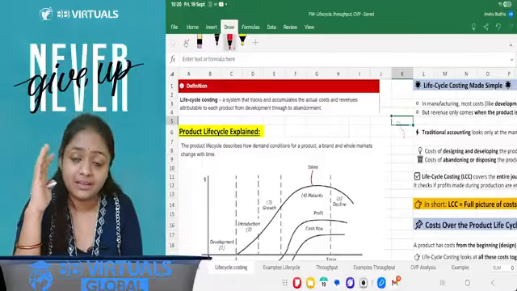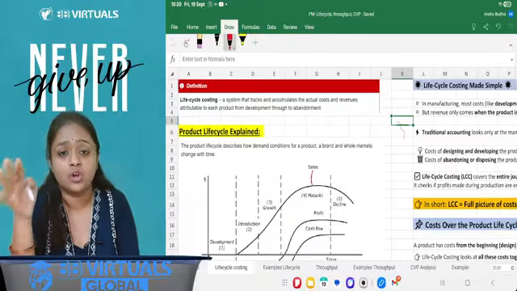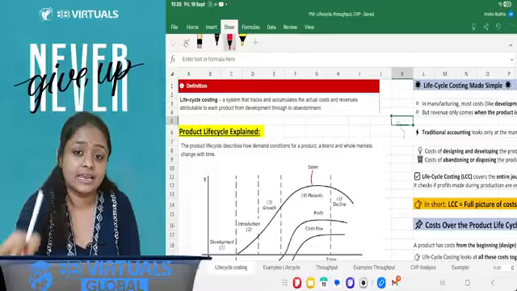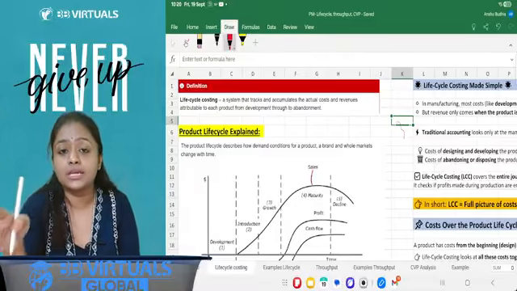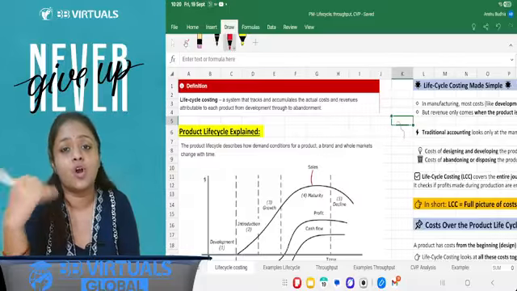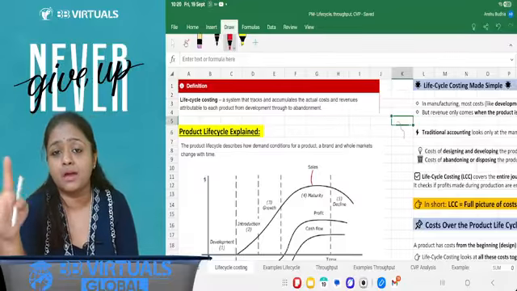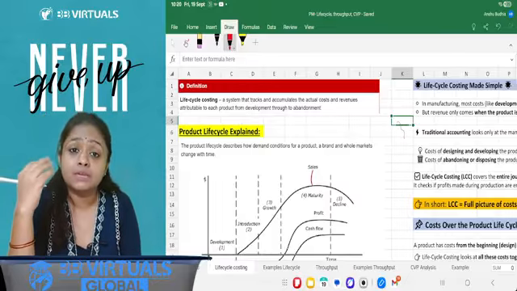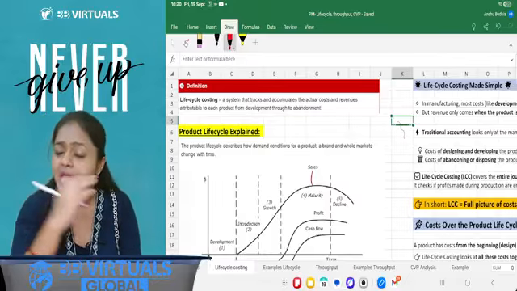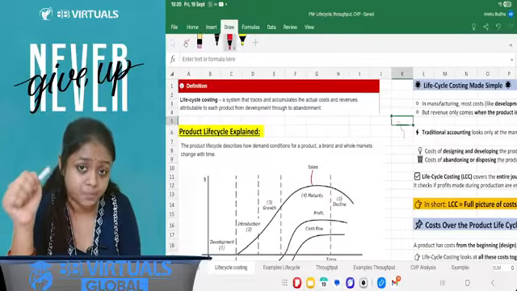Okay, so life cycle costing simply says, boss, don't bifurcate. It's a variable cost or a fixed cost. It's a selling cost or a production cost, or it's a distribution cost. You will take into account all the cost: R&D cost, marketing cost, distribution cost, production cost, even dismantling cost. Every cost you will consider, and then you will calculate your cost per unit.